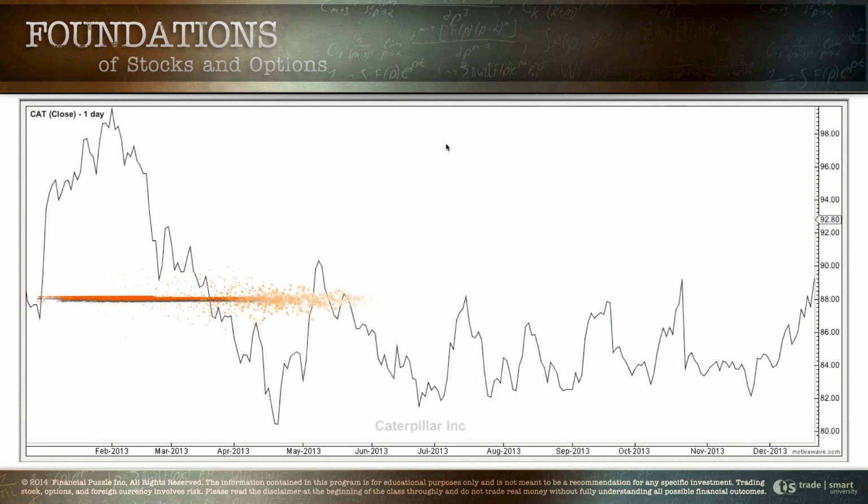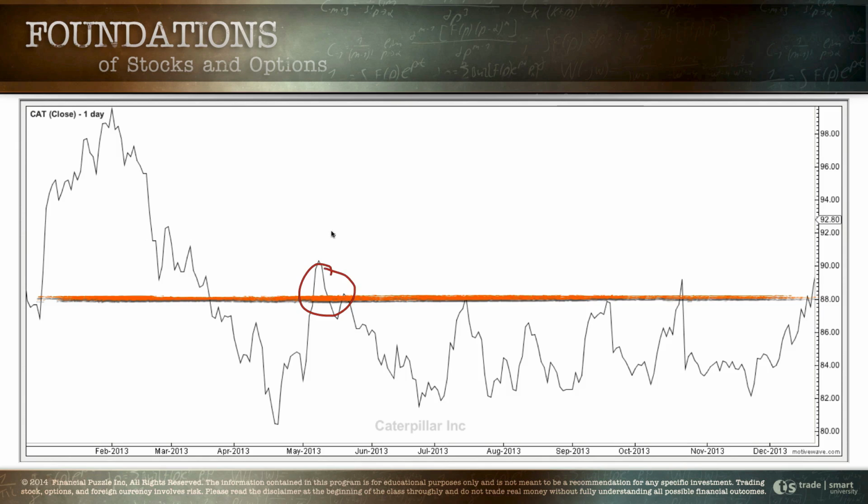In fact, we could put a line across here, right around $88 a share. Notice what happened. Every time the stock runs up to $88 a share, something happens. Yes, there's a couple of times where the stock rallies a little bit above that before it starts to sell off, but for the most part, we get up here to about $88 a share, and the selling pressure builds and the stock turns lower.